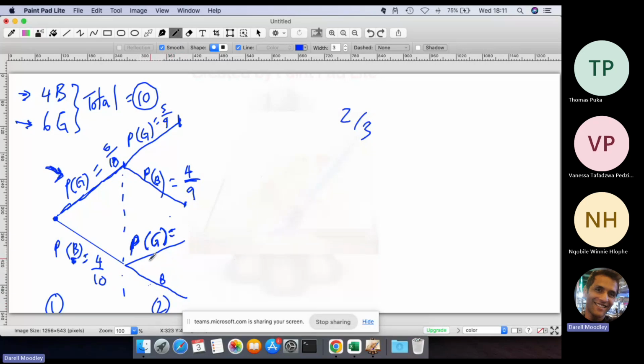Remember, you have drawn a blue marble in the first draw, which is 4 out of 10, and now in the second draw you drew a green. So what is this probability here? And remember, there's no replacement. Once you draw a marble, you don't put it back.